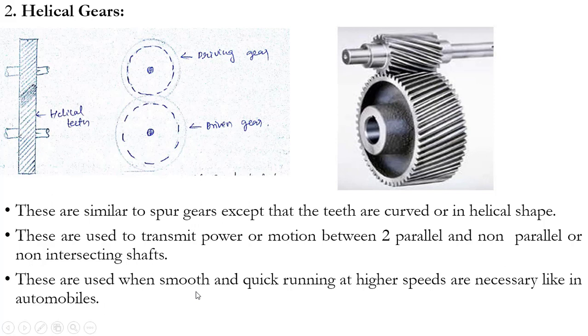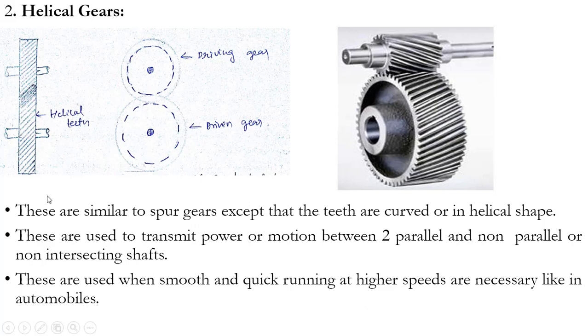In case of automobiles, we need to run the vehicle at higher speeds, so in those cases we will make use of these helical gears. They are used when smooth and quick running at higher speeds is necessary, like in case of automobiles. This is regarding helical gears.